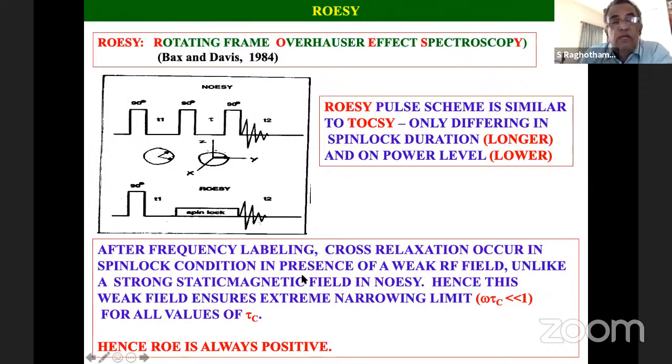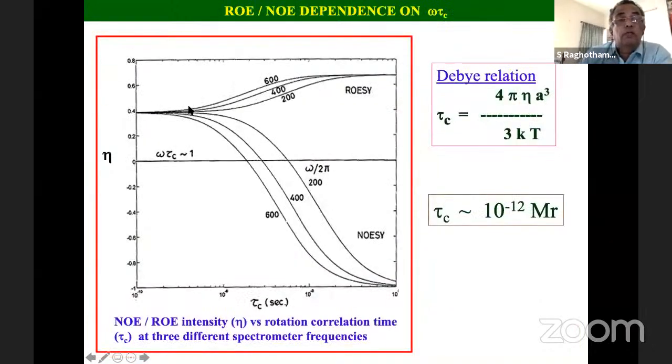So then that is very, very tiny. But because of this tiny pulse, it's again like a strong coupling effect. So the magnetic field seen is very tiny. The omega tau c is very much less than 1. So it always gives you positive NOE. Hence, ROESY is always positive. There is no negative NOE here. It's all the time positive. Now, it is given by here.